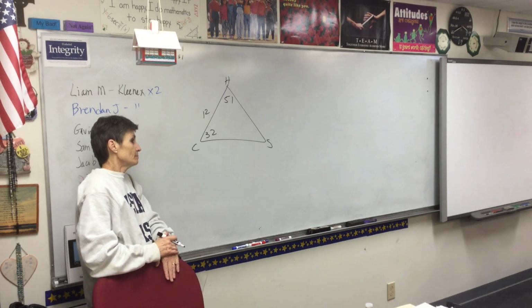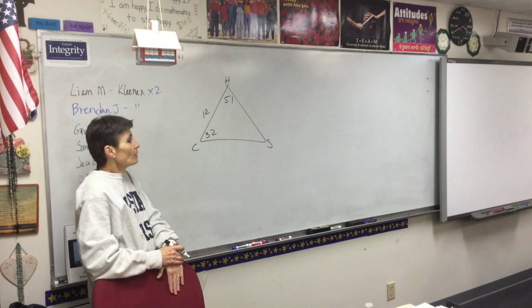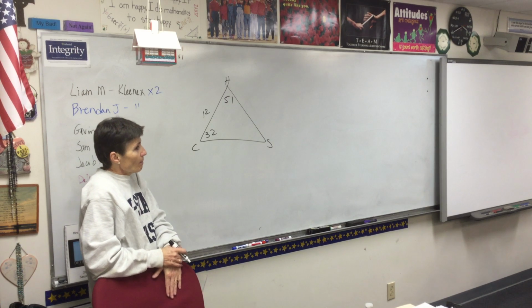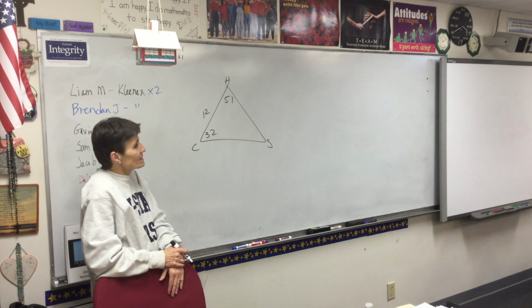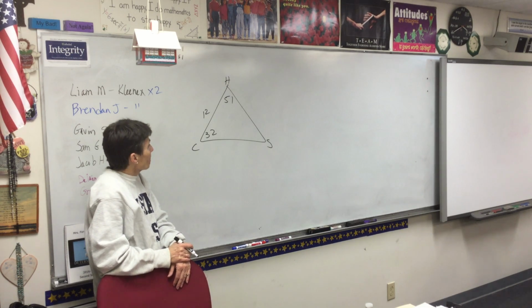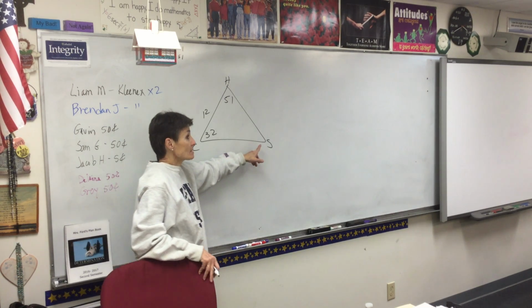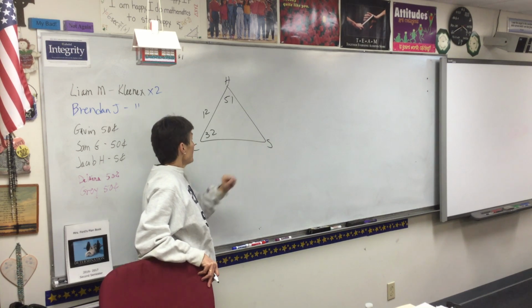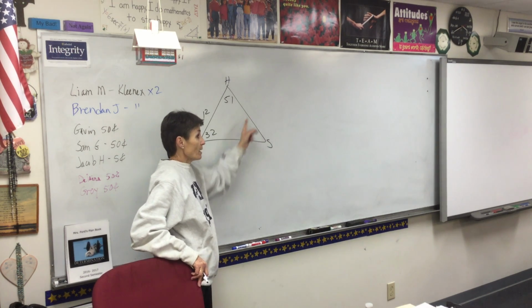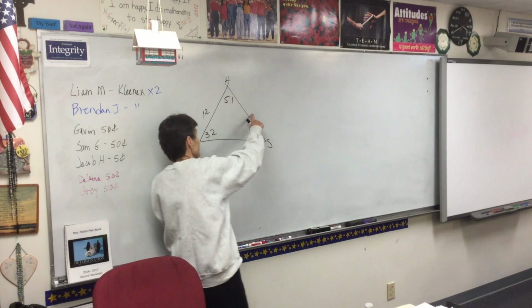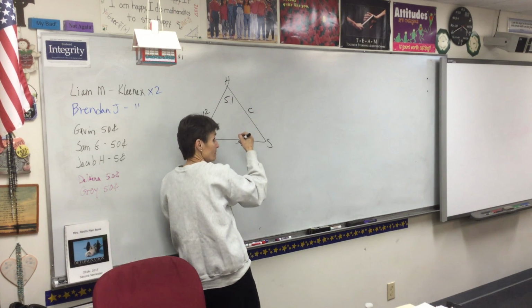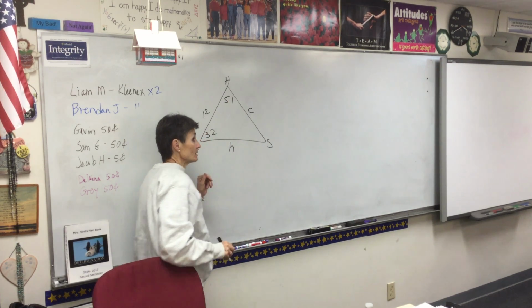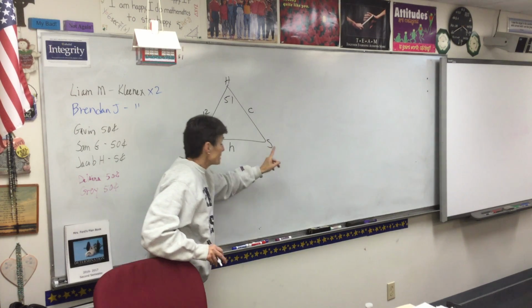Marcella? What do we need to find in this problem? What are the missing pieces? Angle S, right? And then these two sides, right? What would this side right here be called? C, little c. And this side right here would be called little h. Perfect. So these are the three pieces we have to find.